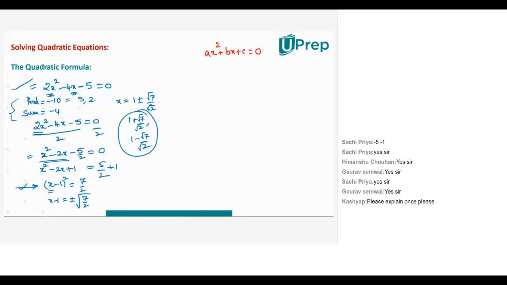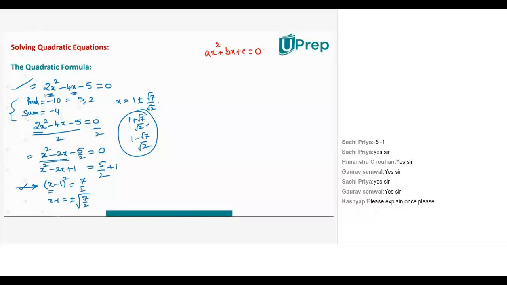2x square minus 4x minus 5 equal to 0 is my equation, and I am trying to solve the equation to get the value of x. Forget about the product method and all, that's a different method which you can recollect later.